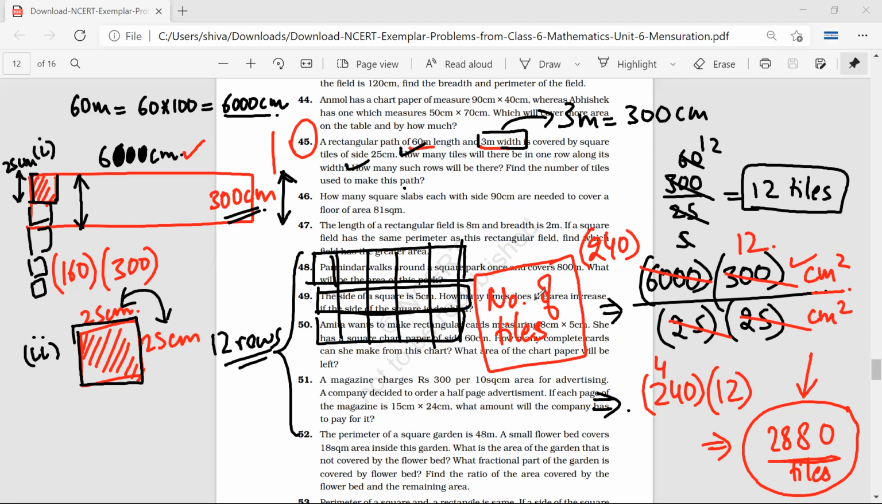No, sir. I got 28.8. So I'll check mine. Yeah. This is the answer that you should get, 2880. There is some mistake that you have done in the conversion. Okay.